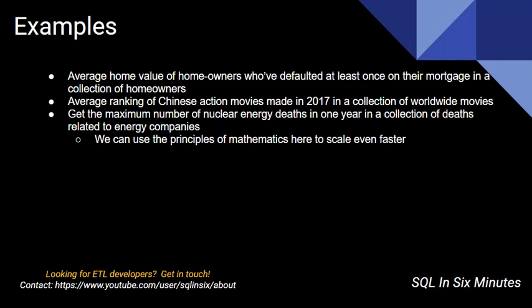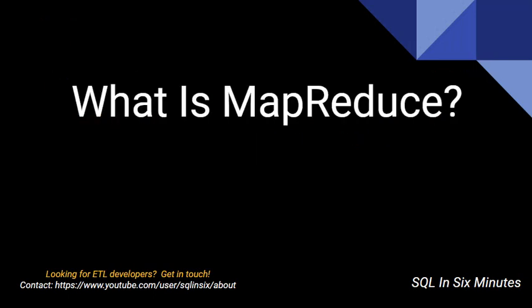That would be the one that we want to return. So in this case, we could use the principles of mathematics to scale even faster, because let's say they were grouped by decade. If they were grouped by decade, well, nuclear energy hasn't been around forever. So there would probably be 6 or 7 collections total if they're grouped by decade. And if we get the maximum number of nuclear energy deaths per decade, then whichever is the maximum of those 7 that are returned, that's the maximum overall. So that's one of the cool things about MapReduce is we can use some of the principles of math in some of these aggregates.